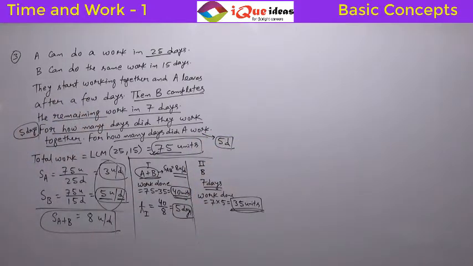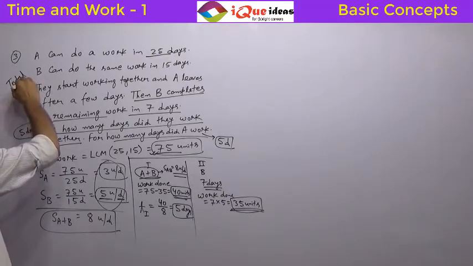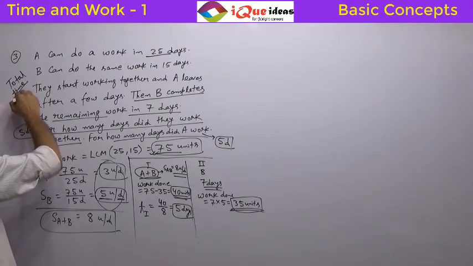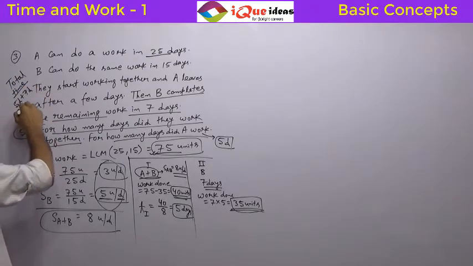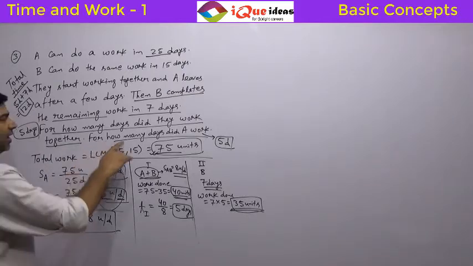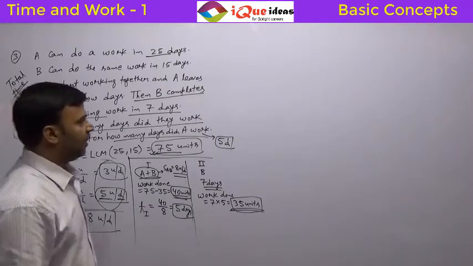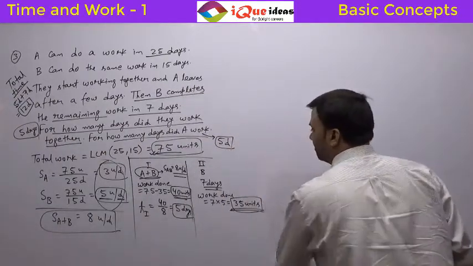But suppose the question asked, what is the total time taken to complete the work? So the total time will be first phase 5 days, second phase 7 days. So the final answer will be 12 days. So if the question was, what is the total time taken to complete the work, then answer is 12 days. For how many days did A work? Answer is 5 days. For how many days did they work together? Answer is 5 days. So this is one very good example for applications of LCM.